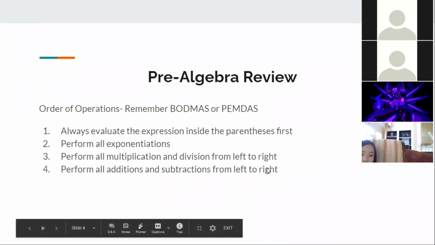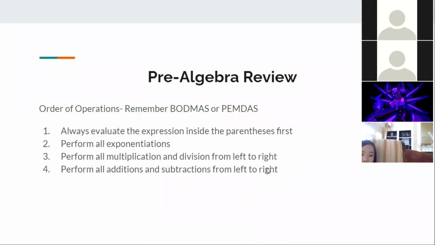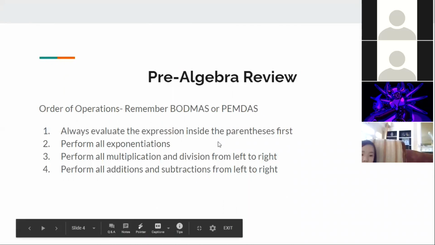Okay, so for pre-algebra review, first I want to go over order of operations. When you want to remember BODMAS and PEMDAS, which basically means first you evaluate everything inside the parentheses, then you perform all exponentiations, and then third, you perform all multiplication and division from left to right, and fourth, you perform all additions and subtractions from left to right.